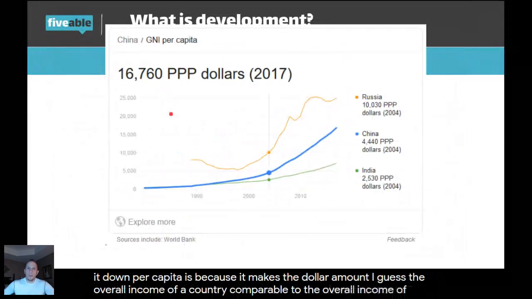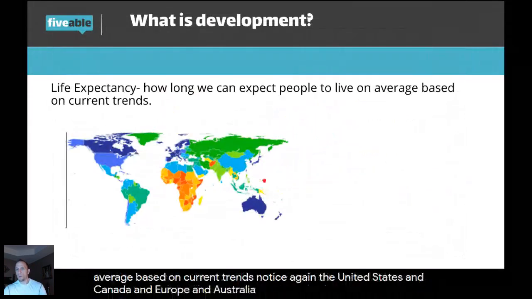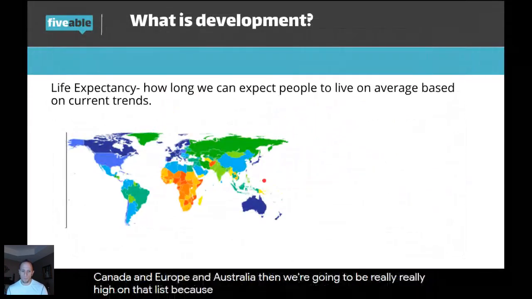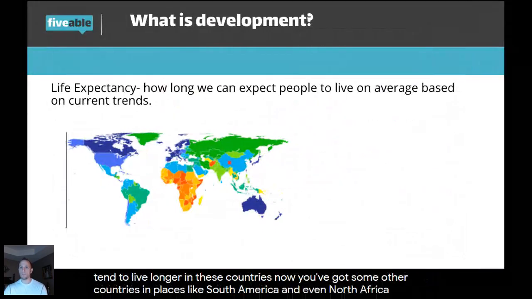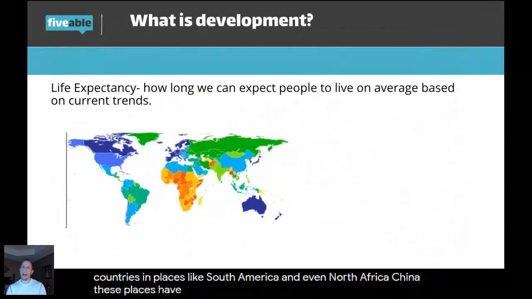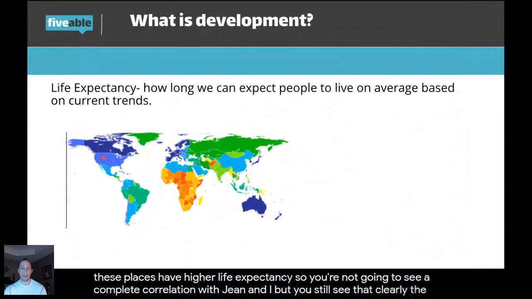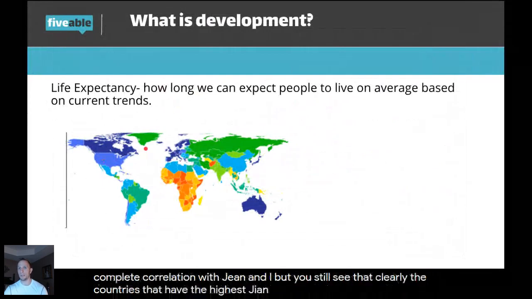All right, so the other one, we're still looking at HDI, life expectancy. How long can we expect to live on average based on current trends? Notice again, the United States and Canada and Europe and Australia, we're going to be really high on that list because we're doing pretty well off. People tend to live longer in these countries. Now, you've got some other countries in places like South America and even North Africa, China. These places have higher life expectancies. So you're not going to see a complete correlation with GNI, but you still see that clearly the countries that have the highest GNI also have the highest life expectancies. All right.